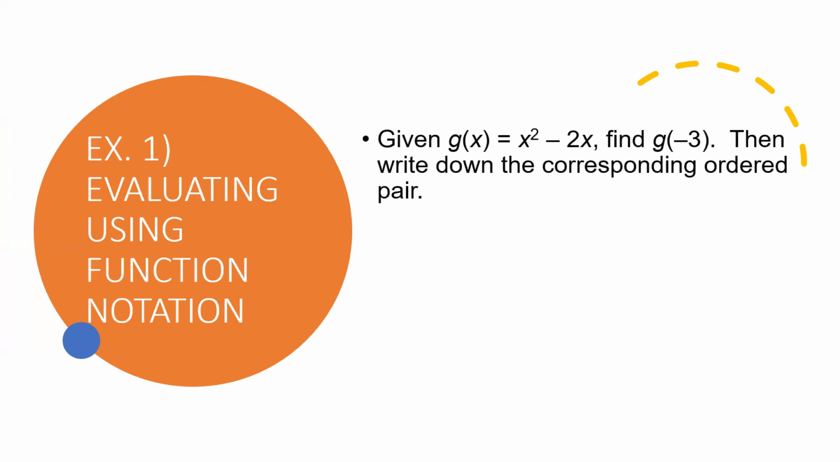All right, here's your example. I would like for you to write down g of x equals x squared minus 2x. And I would like for you to find g of negative 3. 90 seconds on the clock. As you have your answer, check with your group members to see if they have the same thing.